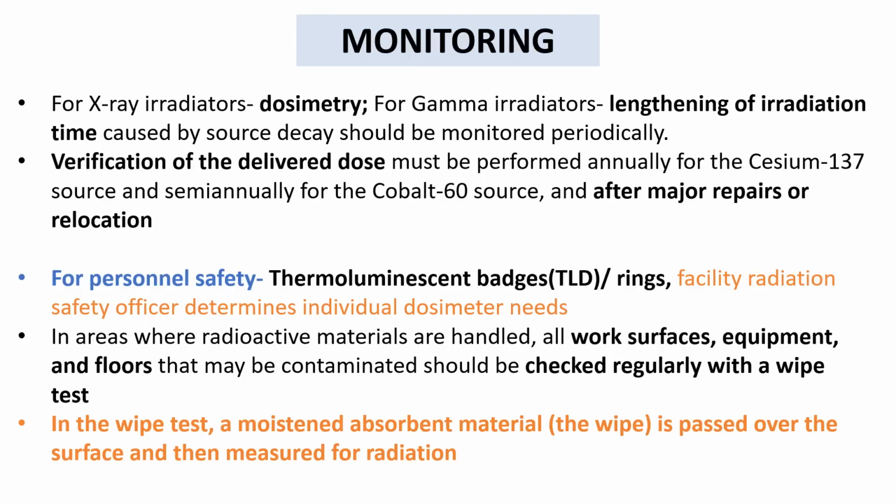For personnel safety, TLD badges and rings are used. The facility radiation safety officer determines the individual dosimeter needs. In areas where radioactive materials are handled, all the work surfaces, equipment, and floors that may be contaminated should be checked regularly with a wipe test. In the wipe test, a moistened absorbent material, known as the wipe, is passed over the surface and then measured for radiation.